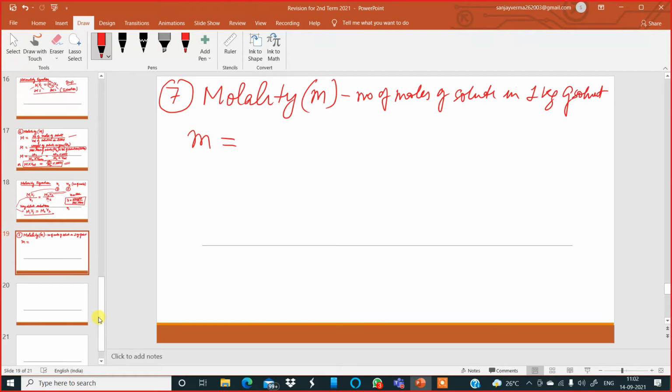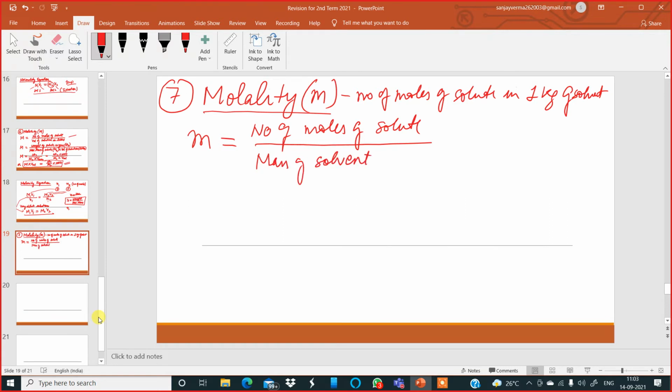Now you can make this clear from the formula. Molality is abbreviated as small m. Please keep these things very clear in your head. Molality is small m, and the formula is number of moles of solute divided by mass of solvent in kilogram.